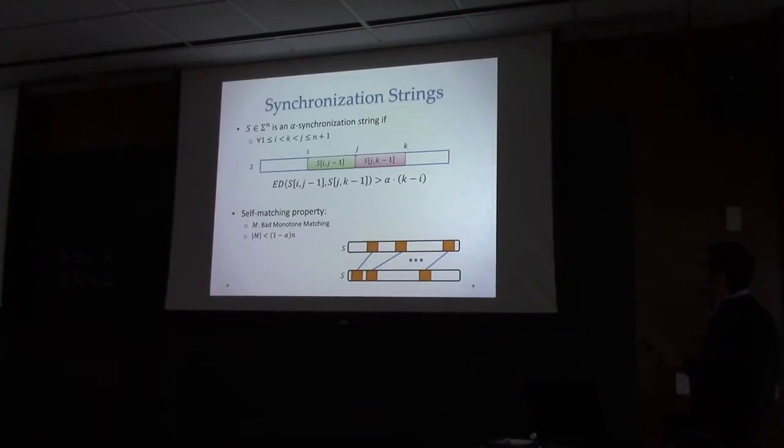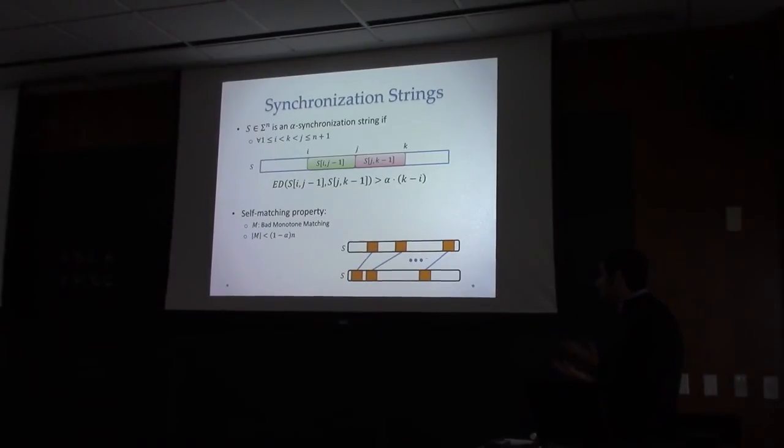If S is an alpha synchronization string, it has the property that any such matching is smaller than 1 minus alpha times n. Now, it intuitively shows why these sorts of strings would be good for dealing with insertion deletions.